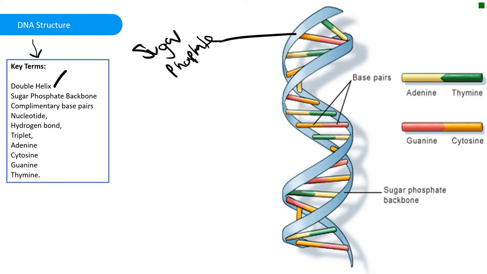The complementary base pairs are these colours here that you see that extend out from the sugar phosphate backbone. So they extend out to the sides, and they're one of four: adenine, thymine, guanine, and cytosine. So they're the four bases that you can get, and there's only four on DNA. Adenine always pairs with thymine, guanine always pairs with cytosine.